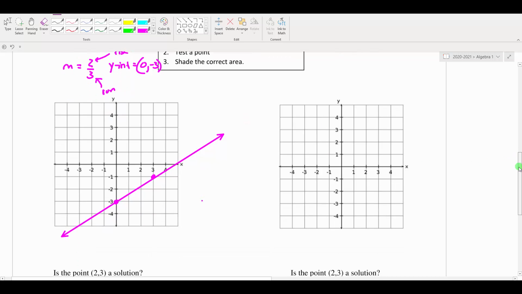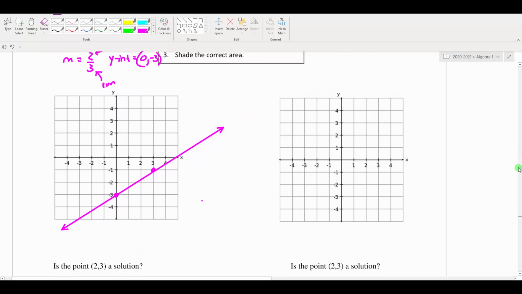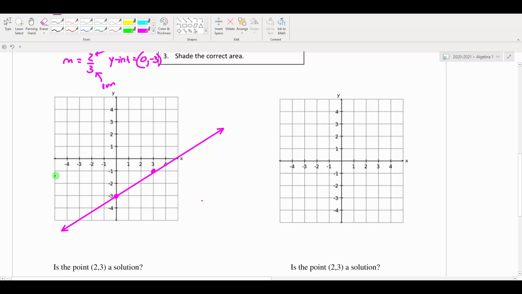All right, so now I have my line, and then I'm going to test a point. And let me show you what that means. So as it turns out with these inequalities, if we want to figure out where all of the solutions are, so we want all of the points, not just a single point, but all of the points where y is greater than the expression evaluated for x, it turns out that all of those points are either going to be on one side of the line or the other side of the line. So either above the line or below the line.